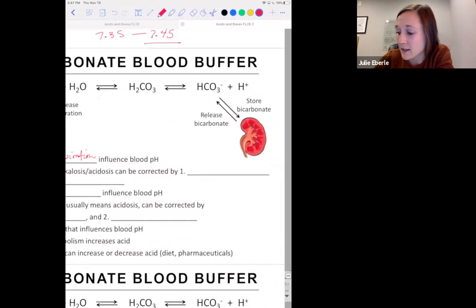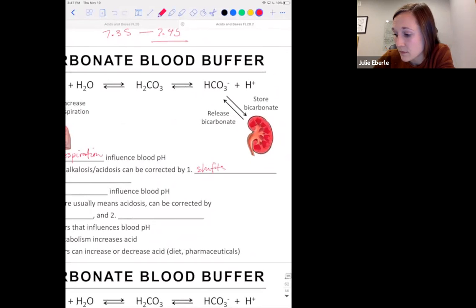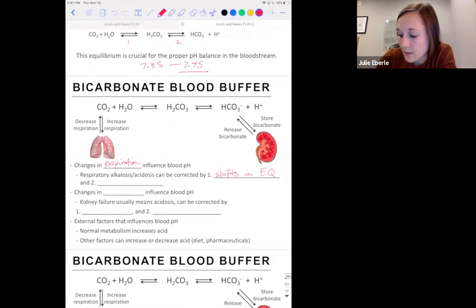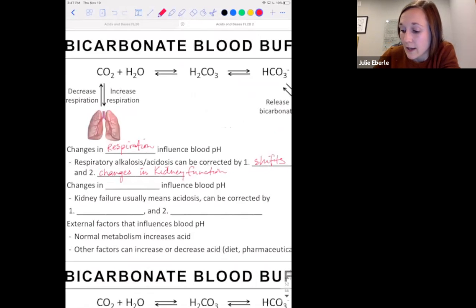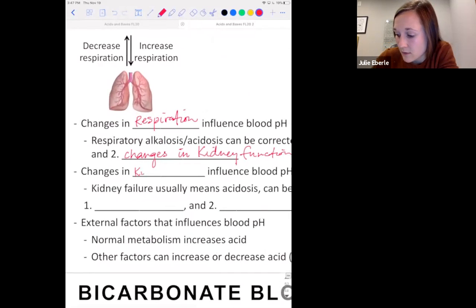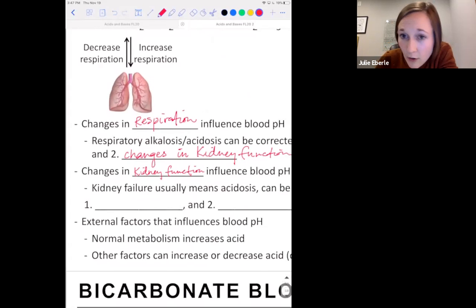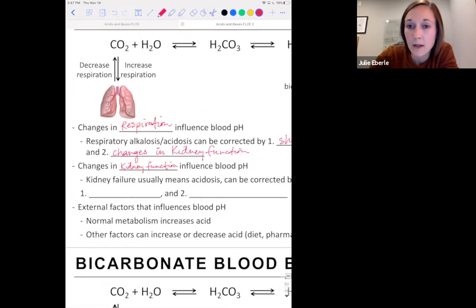And how can that be corrected? Shifts in equilibrium, which I'm going to abbreviate EQ, and changes in kidney function can help regulate and correct our blood pH if we have those situations arise. All right, guess what though? Changes in kidney function can also influence blood pH.